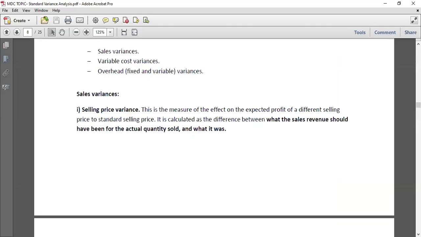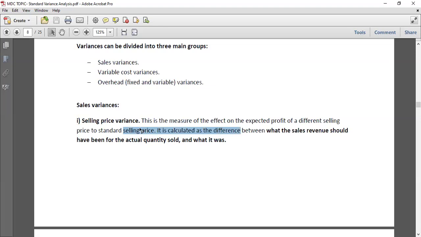So they told us that under selling variances, of course, we have the total selling variance, and then we have the selling price variance, which looks at what the sales revenue should have been for the actual quantity sold, and what it was. Now if I'm calculating my sales price variance from this question, I have to ask myself what should have been the sales revenue for the actual quantity. Okay, now let's just see.